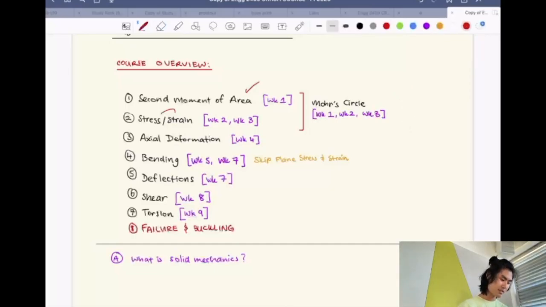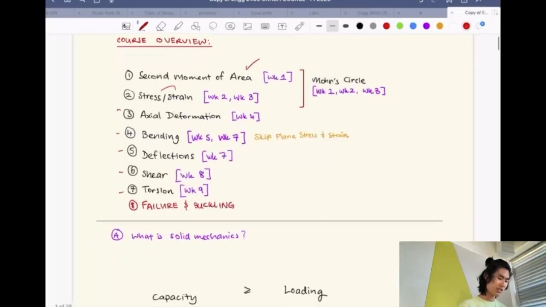And then the rest of these, so points 3, 4, 5, 6, 7, are actually the more theoretical parts of the course. They will be more about how solids, basically a beam or a shape, will deform, how they'll react to certain forces, and in what way they will change.